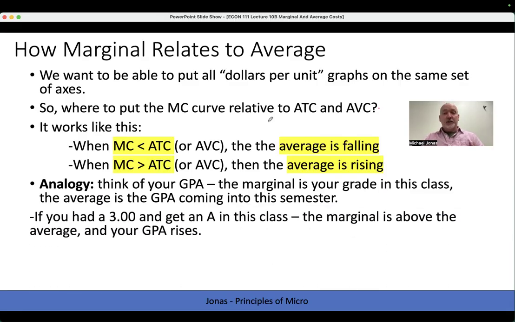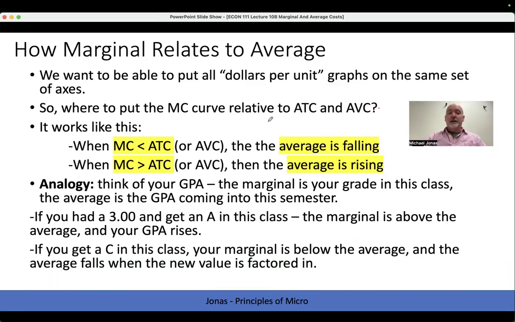So if you come into this semester with a 3.0, so you've got a B average, and you get an A in this class, well, your marginal is above the average, so it's going to bring your average up after it's added into the calculation. If you have a 3.0 and your new class that you just finished, you end up getting a C, well, bad news, that's going to bring your average down. Same thing happens in the cost of production. The marginal is the new thing being added to that average calculation.